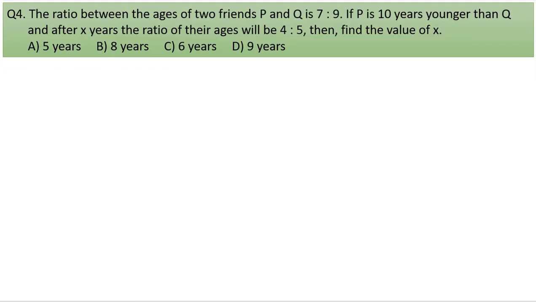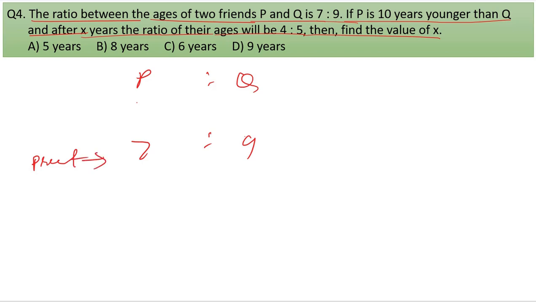In the next question, we have the ratio between the ages of two friends P and Q is 7:9. If P is 10 years younger than Q, and after X years the ratio of their ages will be 4:5, then find the value of X. Here we have two friends P and Q. The present ratio is 7:9, and after X years, in the future, their ratio will be 4:5.